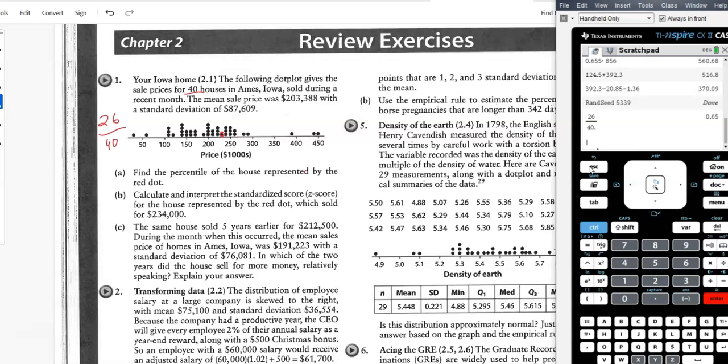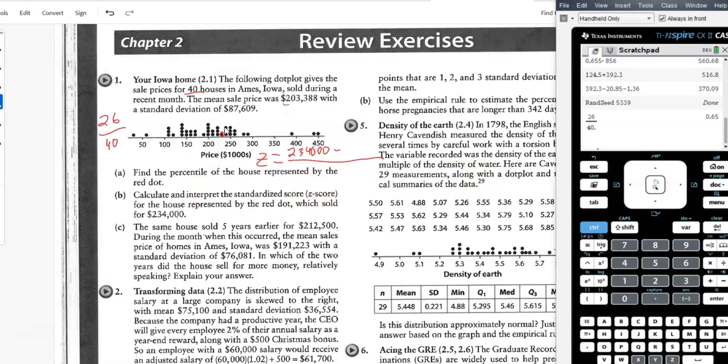Okay, calculate, interpret the standardized score for the house represented by the red dot. Okay, so I guess we have to figure out what that red dot is. Oh, so which sold for 234,000. Okay. So let's set up our z-score. So z equals 234,000 minus the average. So you have to average all of those.